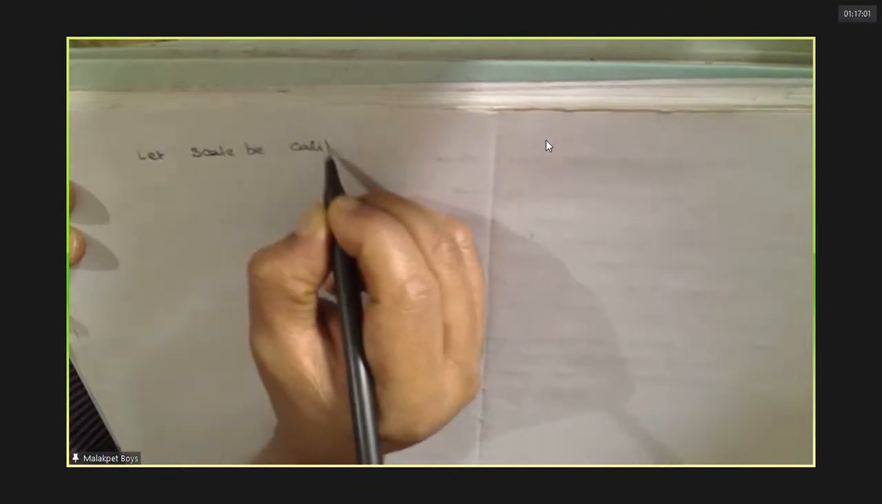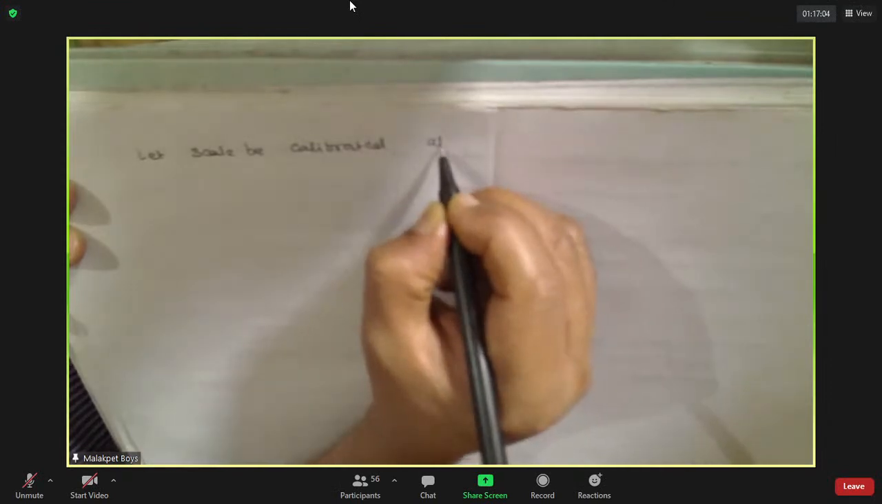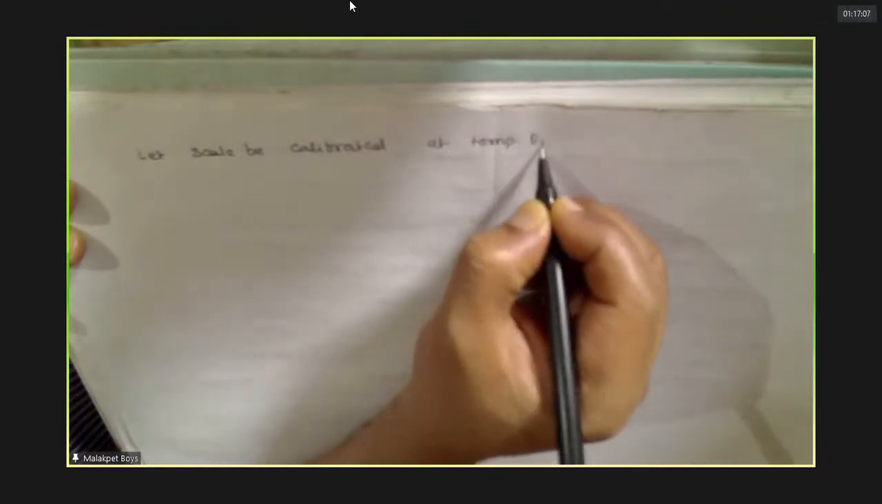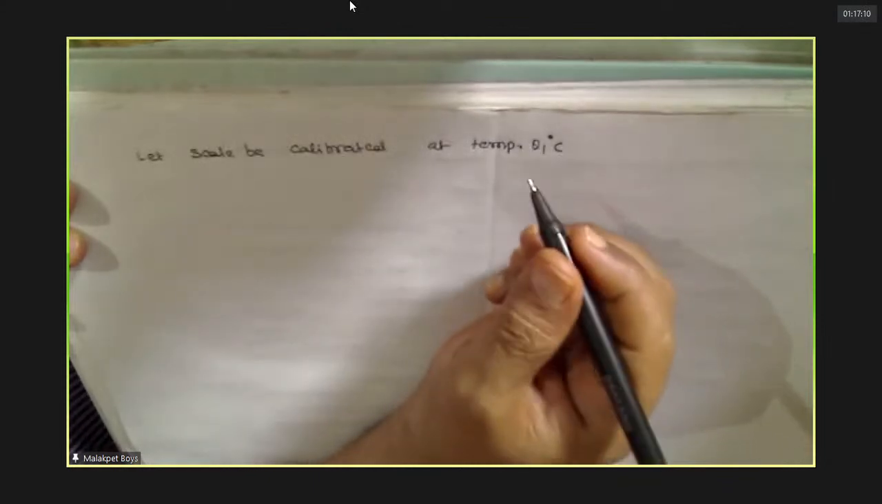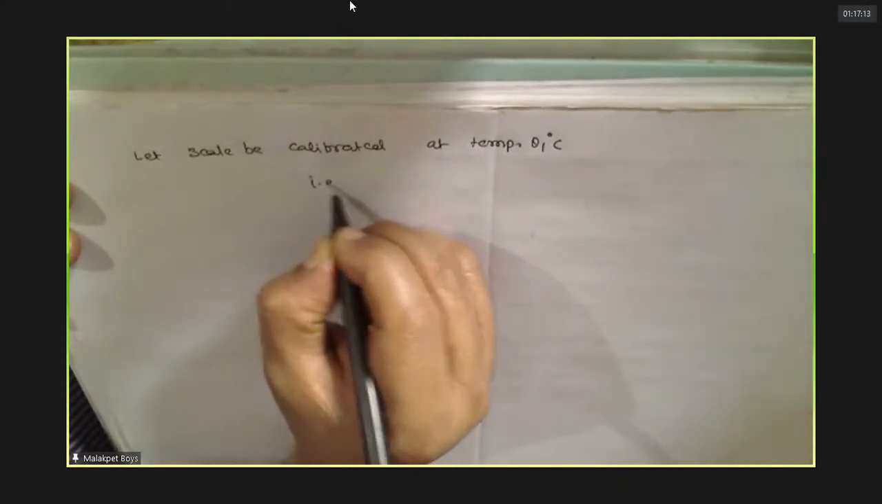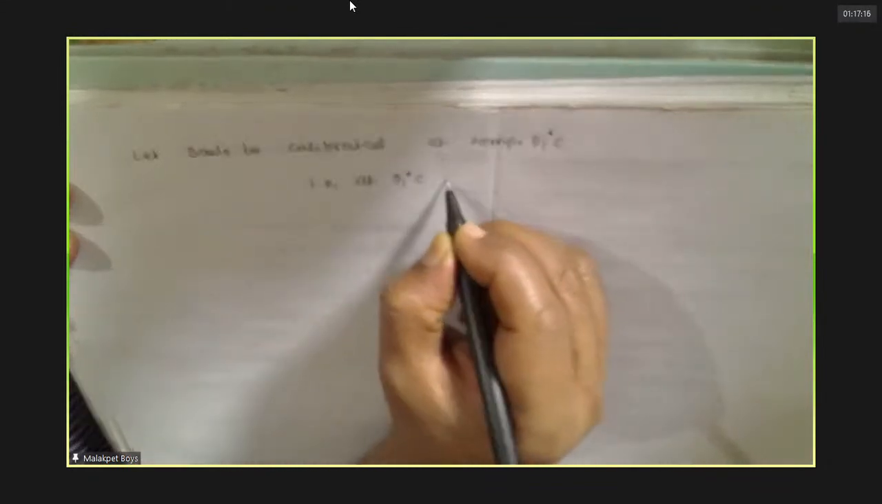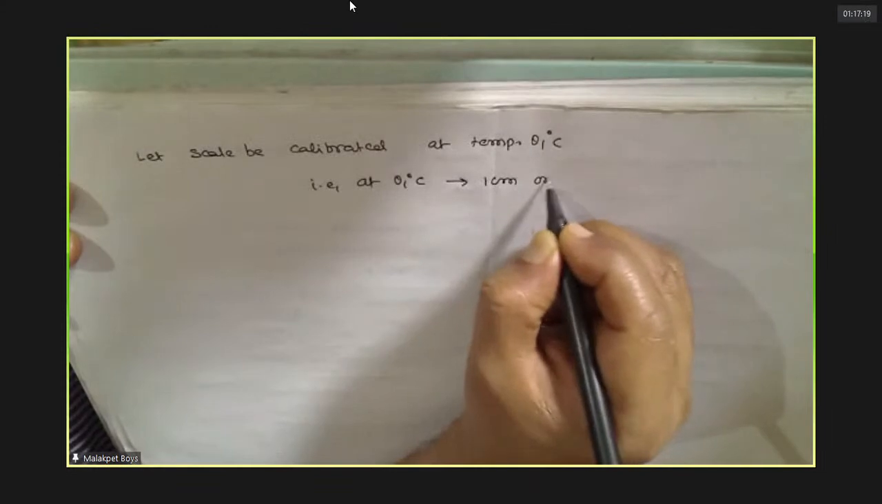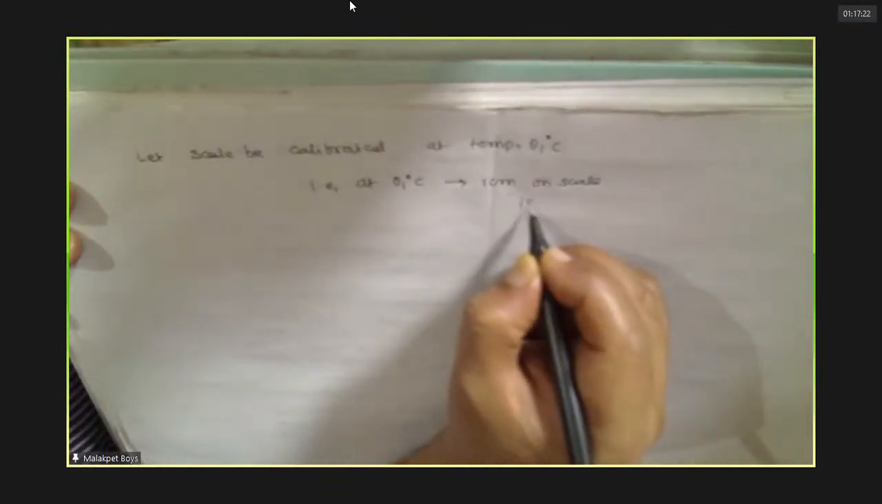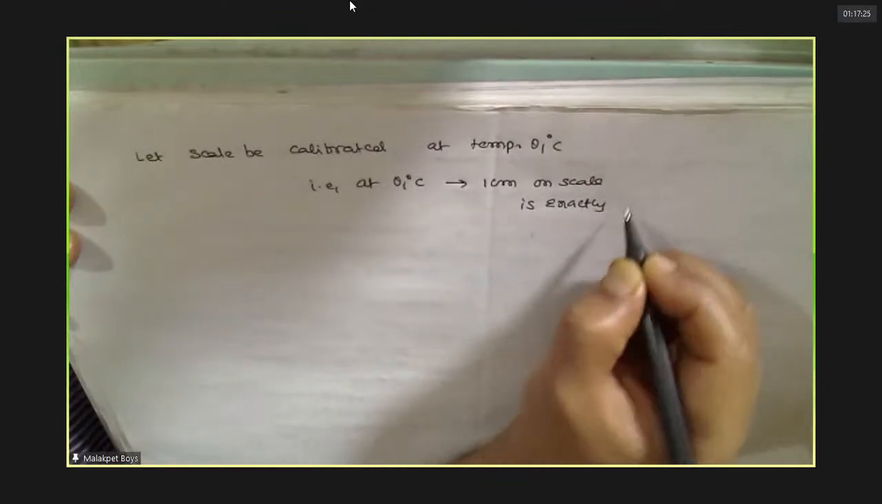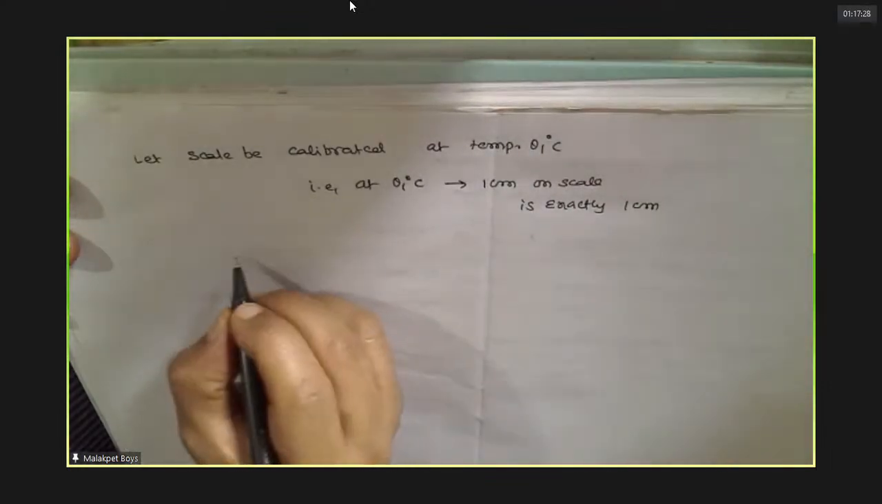Now let us see the case when both object and scale are expanded. Let the scale be calibrated at temperature theta 1. That means that at theta 1 you have made the markings. That means at theta 1 degrees, 1 centimeter on the scale is exactly 1 centimeter, no? Yes, sir. Okay.